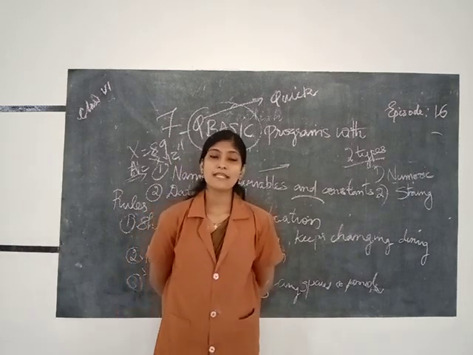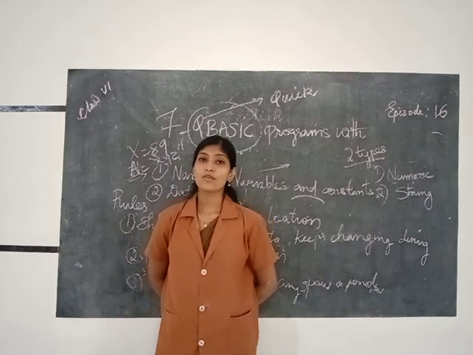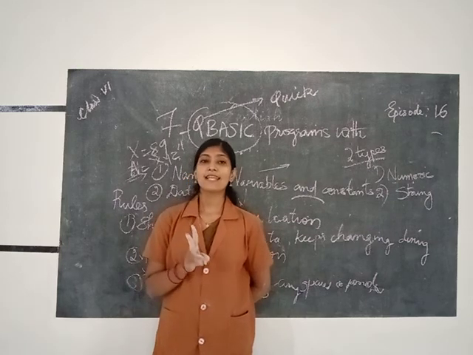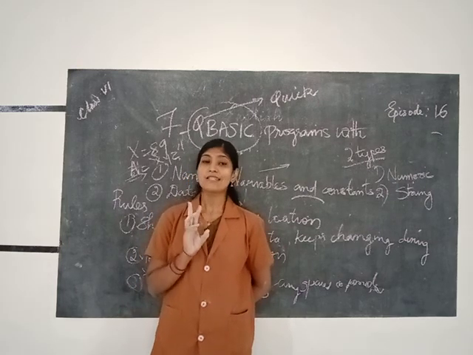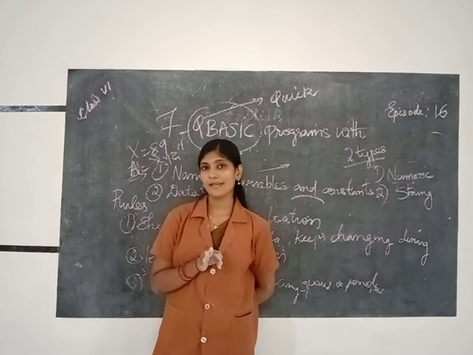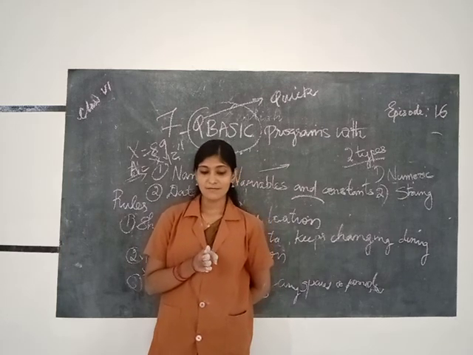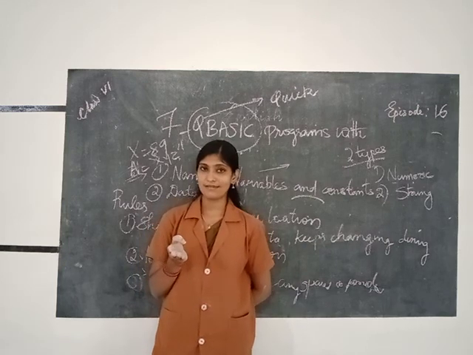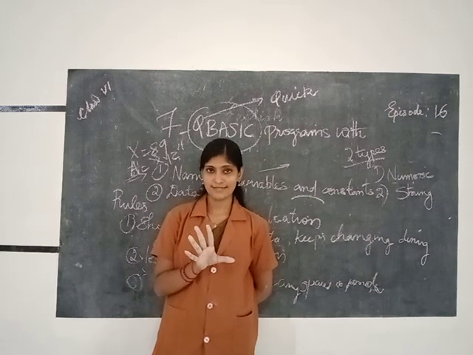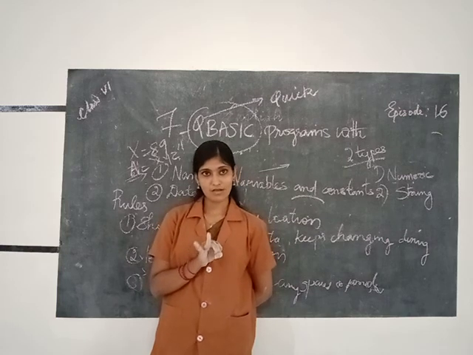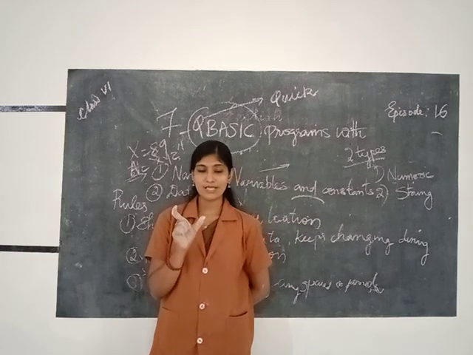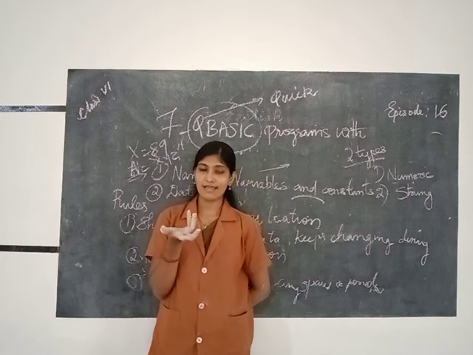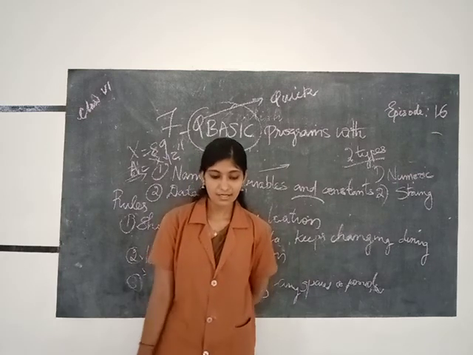Then a constant is a value which remains fixed during the execution of a program. There are two types of constants, string constant and numeric constant. Numeric constant means numeric values on which calculations can be done, and it should be fixed. The second one is string constant. We know the string must be included within the quotes, for example, India, hello, your name, etc.